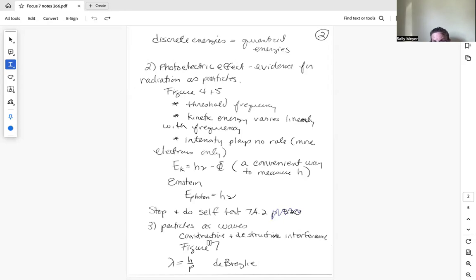So what if particles could also behave as waves? And so you can look at experiments where you can actually show that. So let's take a quick look at a graph of an experiment that shows that idea.